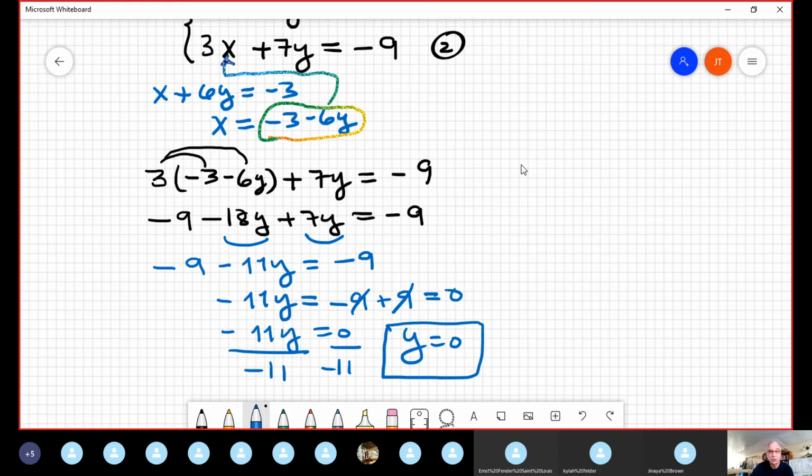Now substitute this solution here. x is equal to minus 3 minus 6 times 0, because y, I know, is 0. x is minus 3. The solution then is x equals minus 3.